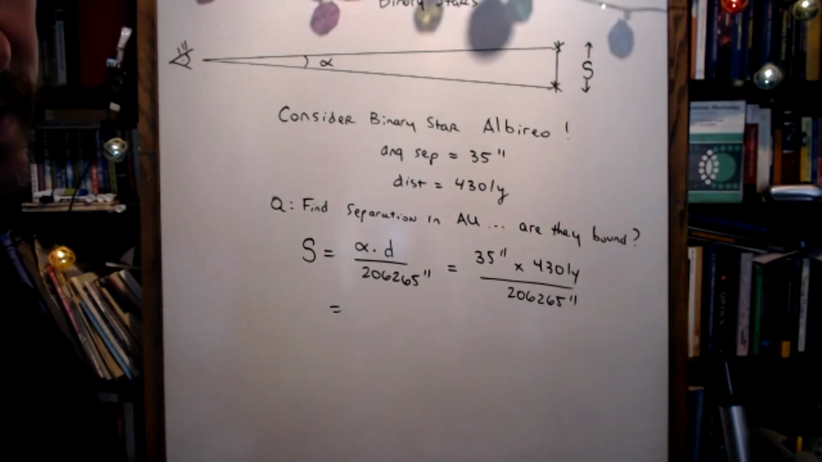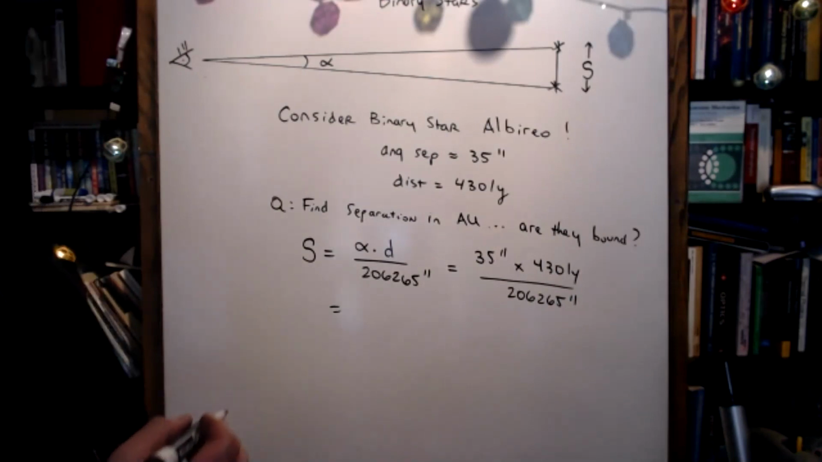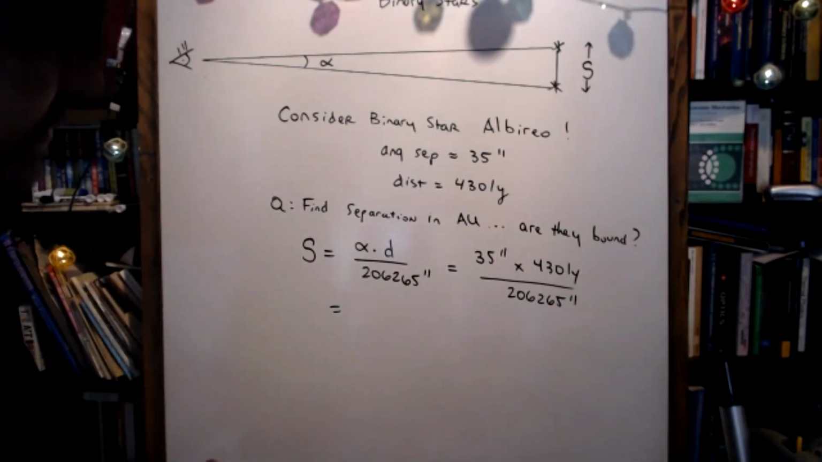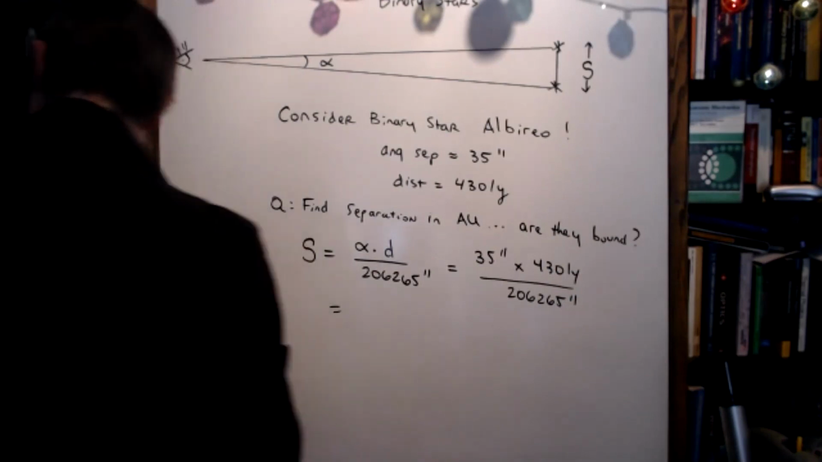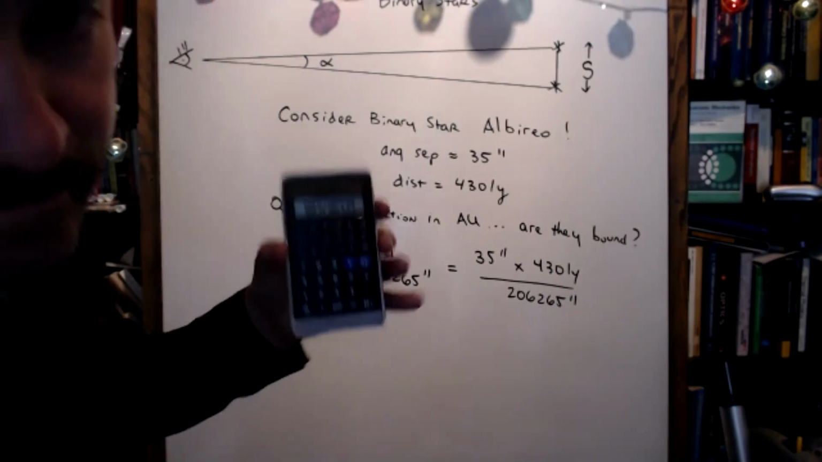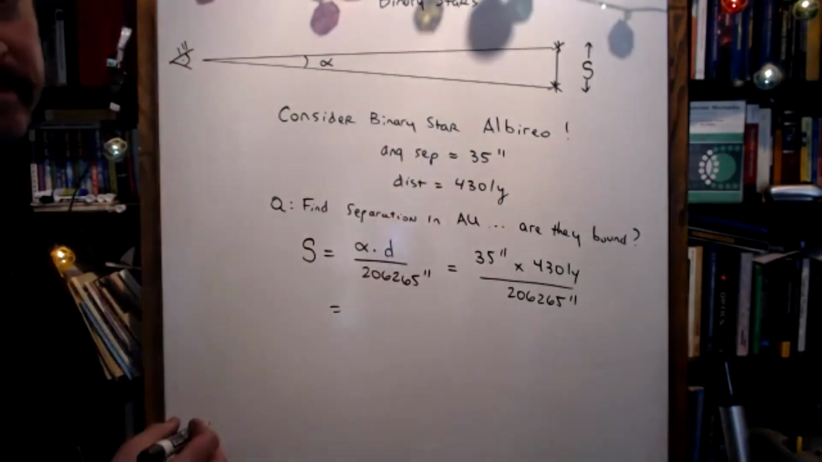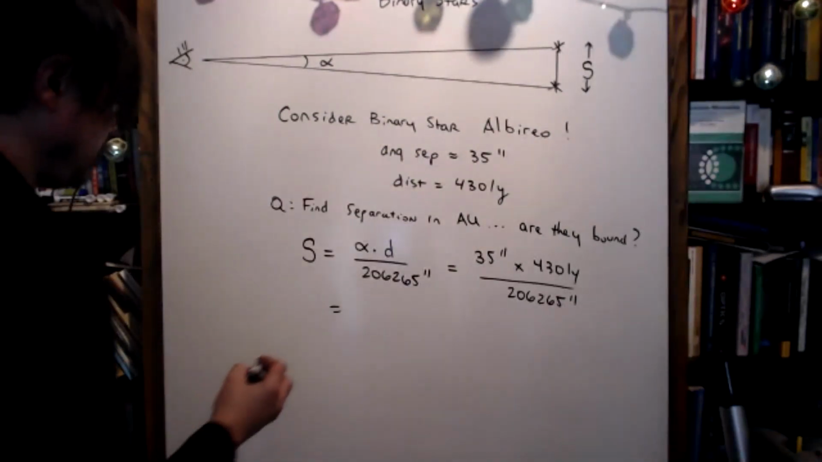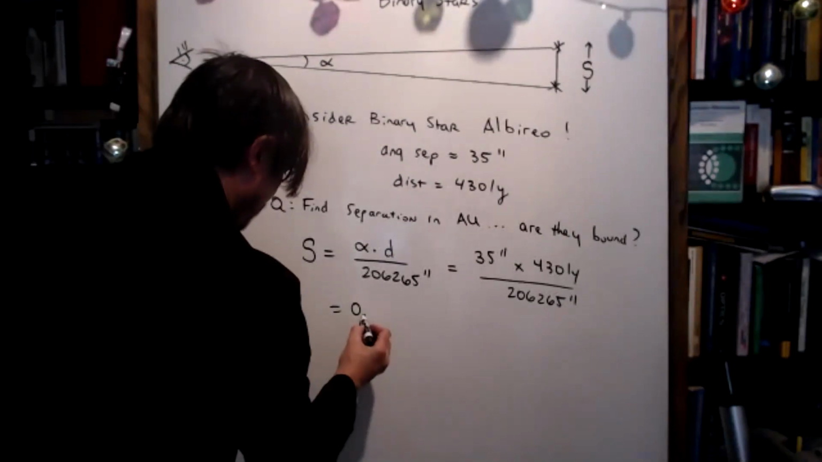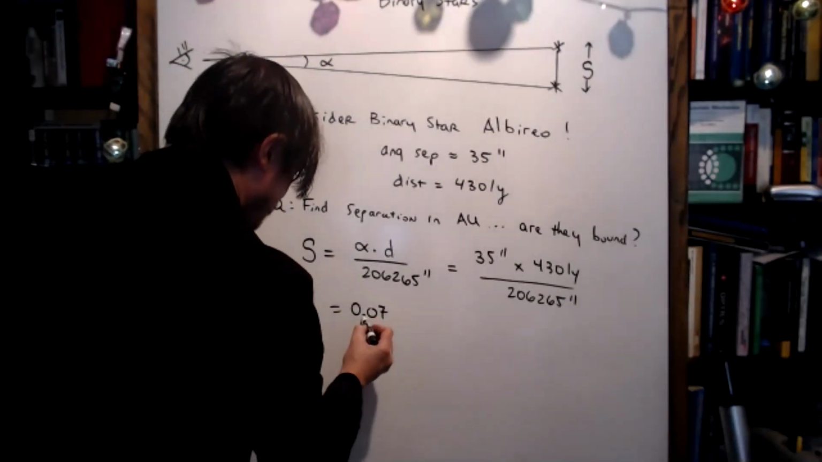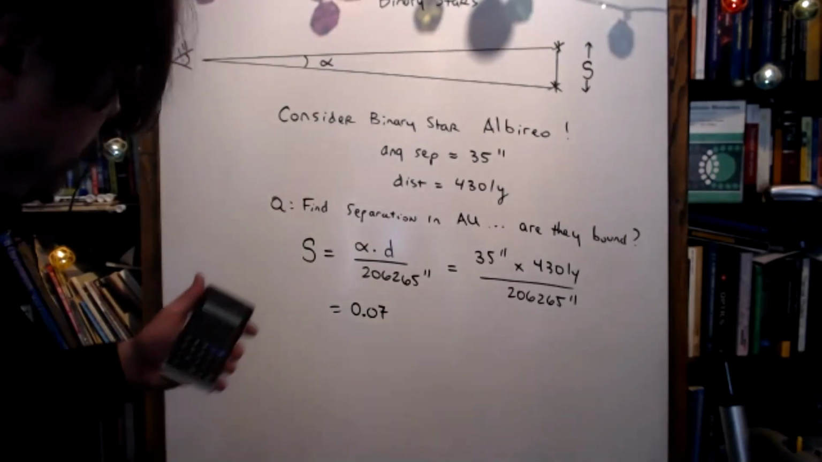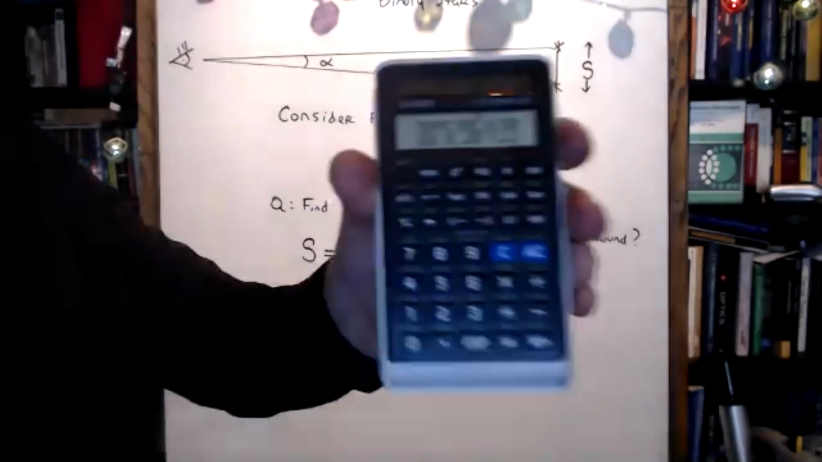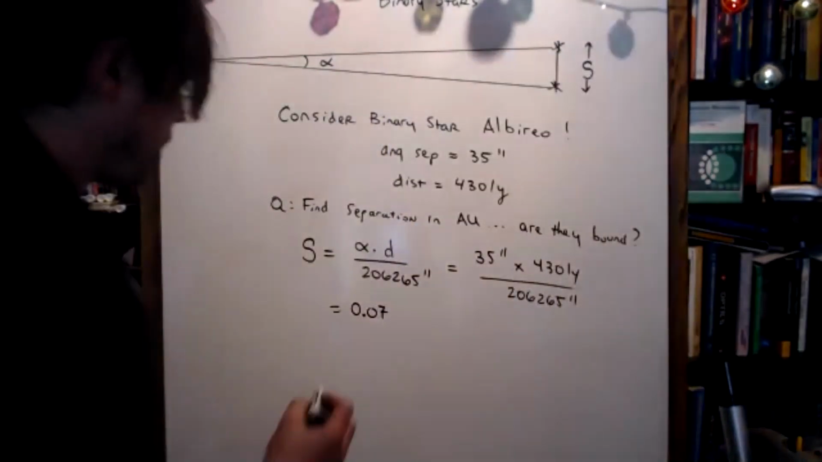So let's do 35 arc seconds times 430 light years over 206,265 arc seconds. What do you get? Two sig figs. Oh yeah, okay, I did get the right thing. 0.07. That's one sig fig. 72. Round better. Oh, 7.3. That's right.